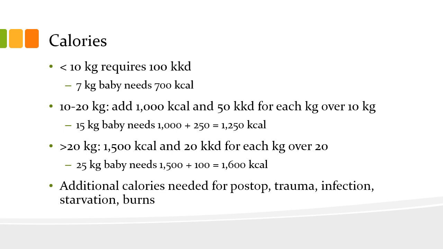For a 15 kilogram baby, you need 1,000 for the first 10 kilograms, and then you do 50 times 5, which is 250. So the total need is 1250 calories. For a 25 kilogram baby, you need the basal 1000 and then 500 for the second 10 kilograms. And then your leftover is 5 kilograms, which you multiply by 20. So then you get a total of 100 plus 500 plus 1000, or 1600 calories.